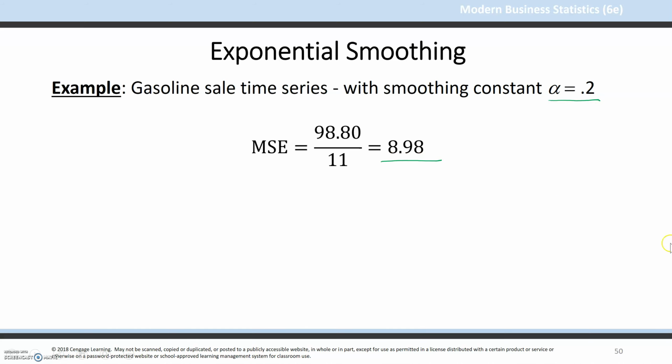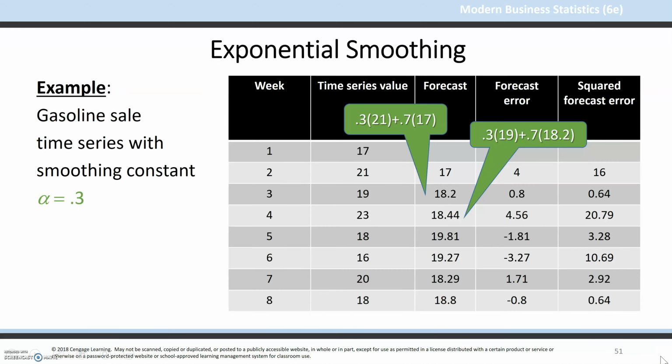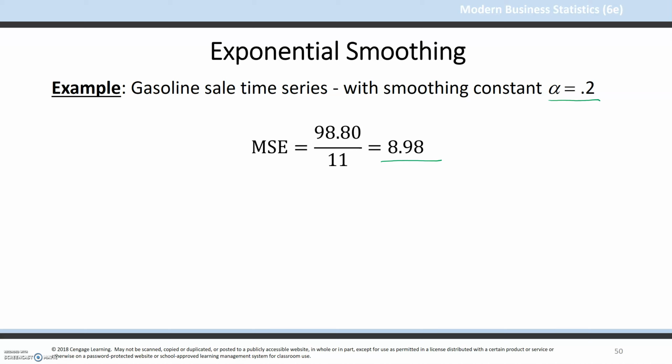And remember what they wanted us to do. They wanted us to compare this to using an alpha of 0.03. So, I'm sorry, 0.3. So once again, I want you now to go back and run this forecast, this exponential smoothing forecast, using an alpha of 0.3. And then we'll look over the numbers, compare them, and come to our final conclusion. So go ahead and pause the video again to give yourself time to rework this problem using an alpha of 0.3.